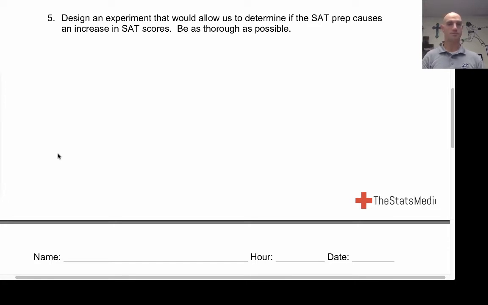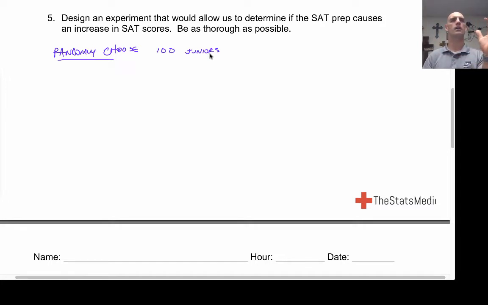Okay, so design an experiment that would allow us to determine if the SAT prep causes an increase in SAT scores. Be as thorough as possible. Your answers for this are going to vary, but you should say something like this: randomly choose, however you do that. Simple random sample, stratification, whatever. Let's say 100 juniors. They're at that age where they're going to start applying to colleges.